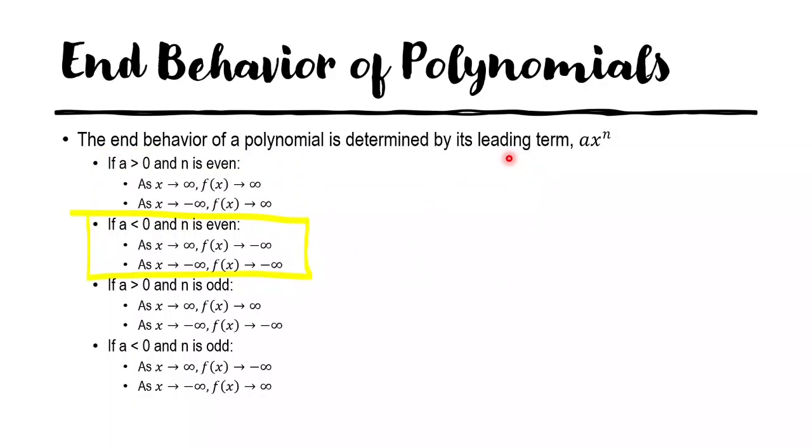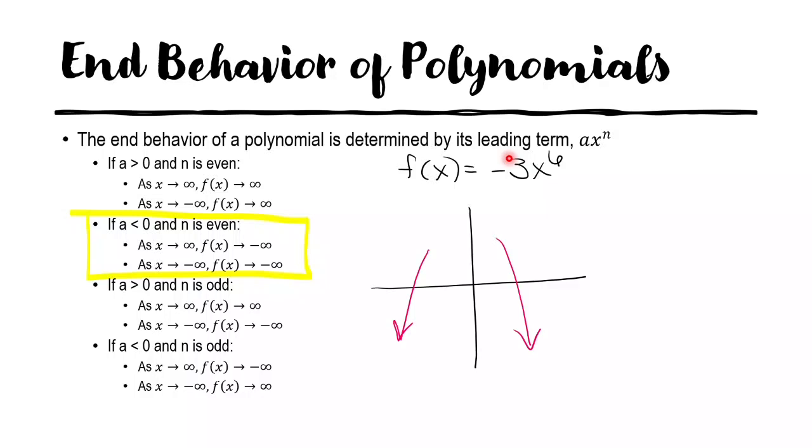Now, if the exponent is even but the coefficient becomes negative, that's going to reflect the graph, and the graph is going to open down. An example would be the function f of x equals negative 3x to the 6. Coefficient is negative, the exponent is still even. Both ends are going to go down. Again, we can think of this as a reflection. And here's my mathematical notation.